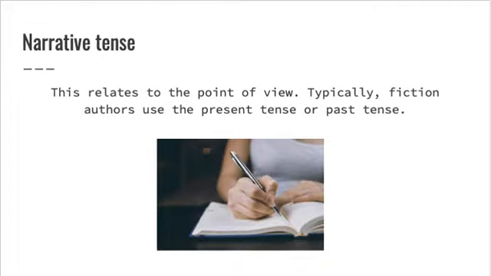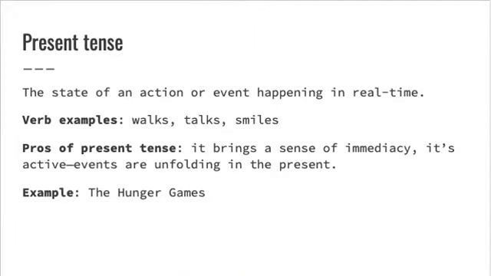Narrative tense. This relates to the point of view. Typically, fiction authors use the present tense or past tense. Present tense, the state of an action or event happening in real time. Verb examples, walks, talks, smiles. Pros of present tense, it brings a sense of immediacy. It's active. Events are unfolding in the present. Example, The Hunger Games.